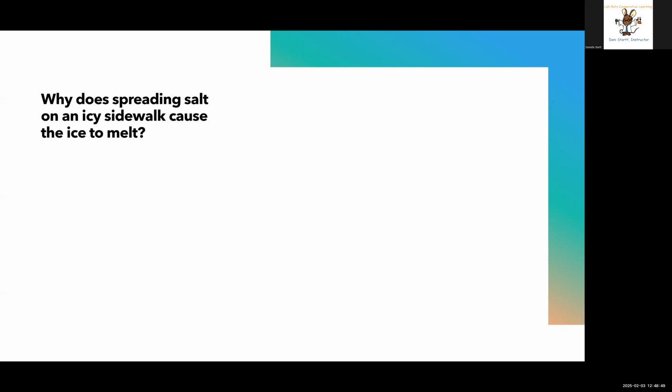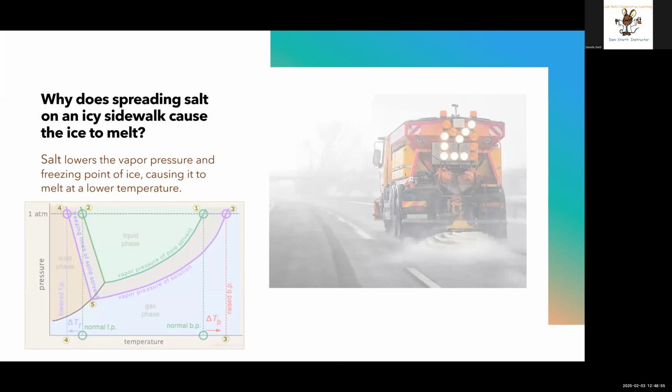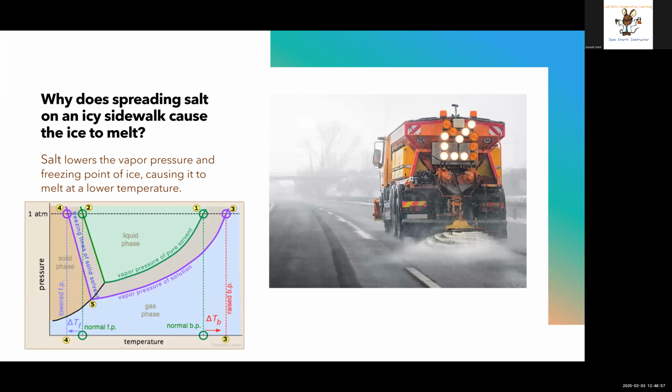Why does spreading salt on an icy sidewalk cause ice to melt? Again, because it lowers the vapor pressure and the freezing point of the ice, causing it to melt at a lower temperature. So it can be below freezing outside, and you can keep the ice from forming on your sidewalks and your roads.